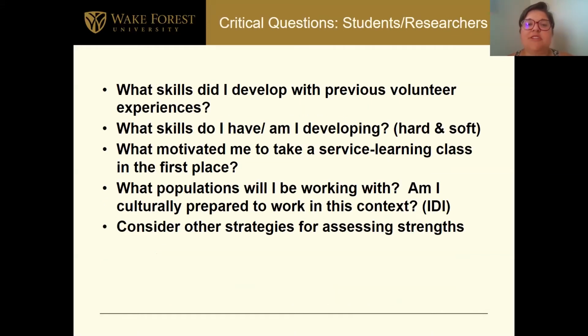So some critical questions that students can ask themselves or researchers can ask themselves before they go in. So what skills have I developed with previous volunteer or community-based experiences? And what skills do I have or am I developing? Those kind of hard and soft skills.